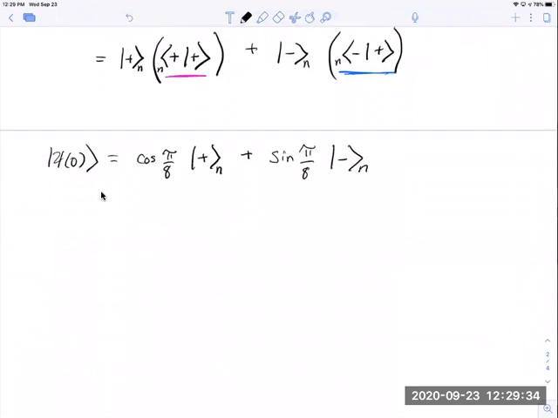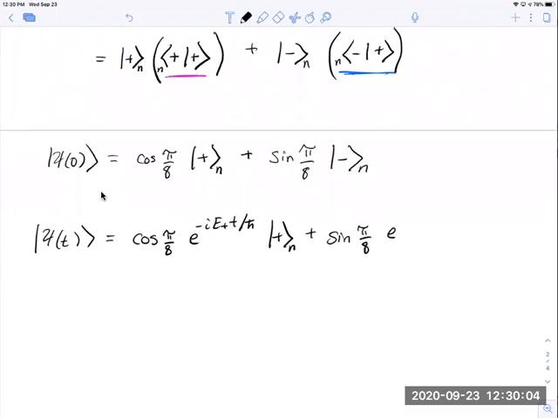So now let us find psi of t by simply including our e to the i stuff multiplied by our coefficients. So I have cosine of pi over 8 times e to the minus i, the energy of the plus state, times t over h bar, times plus in the n hat direction, plus the sine of pi over 8, e to the minus i, energy of spin down, times t over h bar in the minus n hat direction.